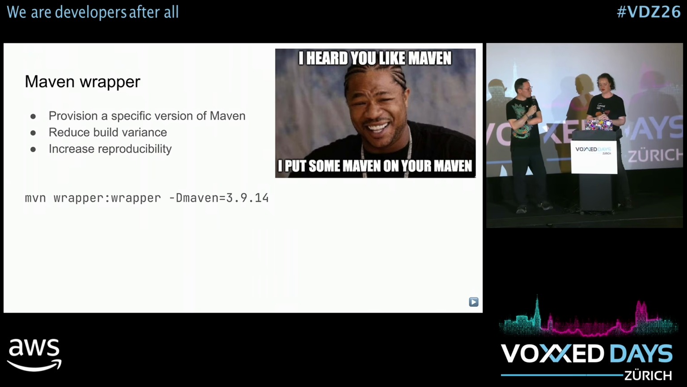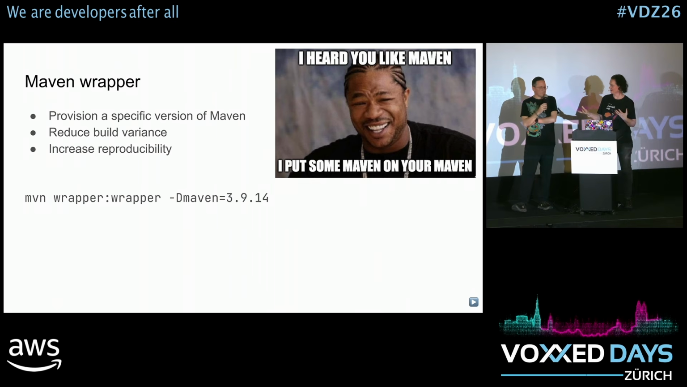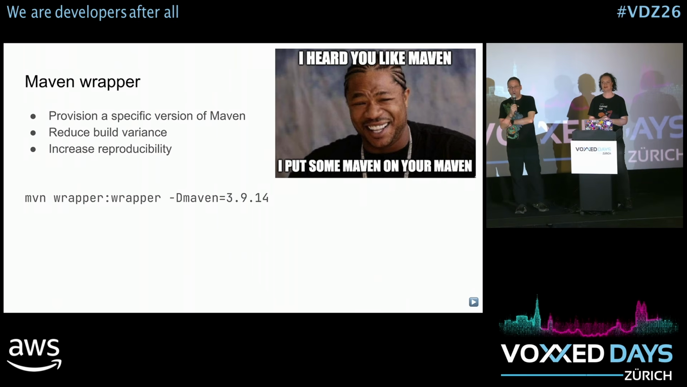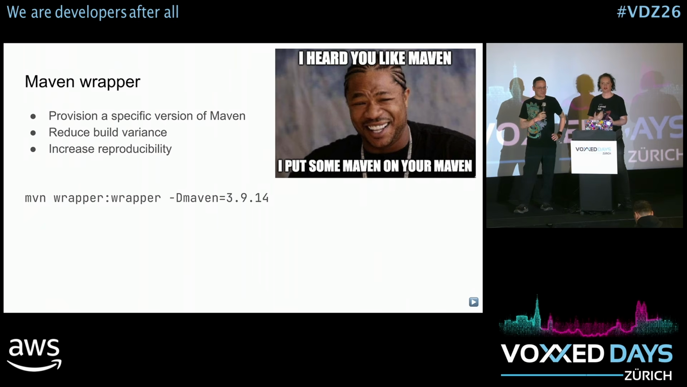But you might want to use the Maven wrapper. Does anyone here not know what the Maven wrapper is? Okay, so most of you know what the Maven wrapper is. Is everyone using it? Okay, just half of you are using the wrapper. The upside of using the wrapper is that your project will always build with the same version, which will make it more reproducible and reduce build variance.